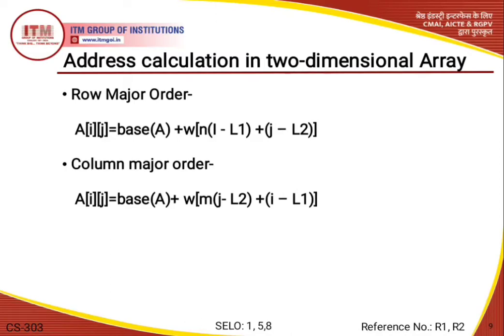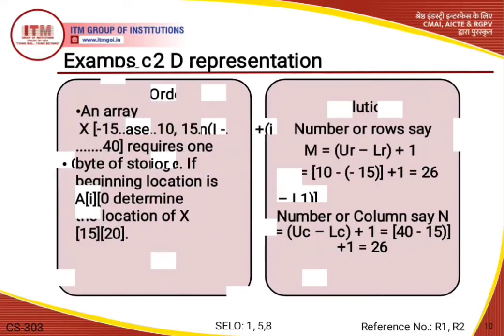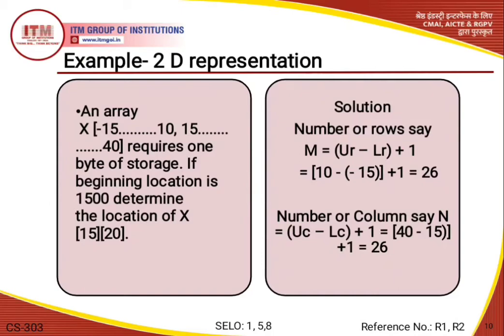Now we will solve this calculation problem by using an example of 2D representation. So here in this example, an array x[-15 to 10, 15 to 40] requires 1 byte of storage. If the beginning location is 1500, then determine the location of x[15][20]. Now the solution of this example is as follows.